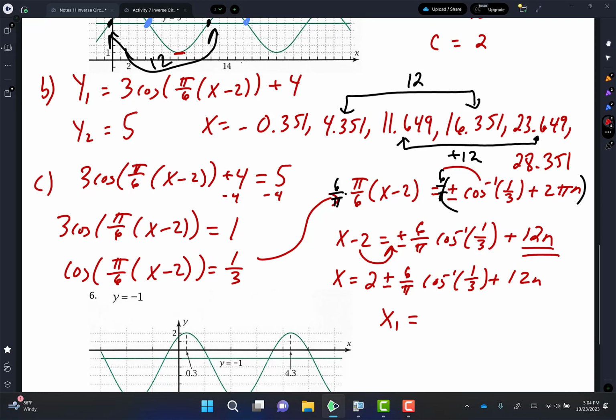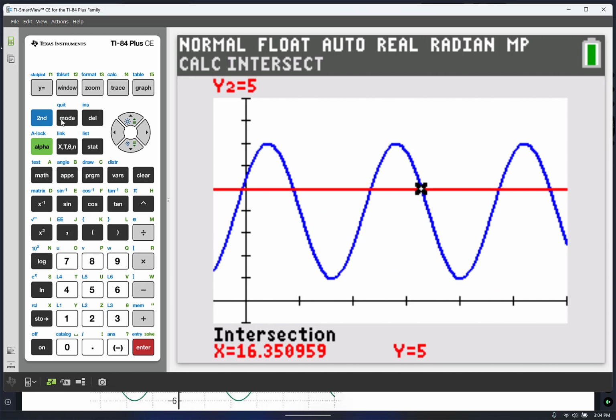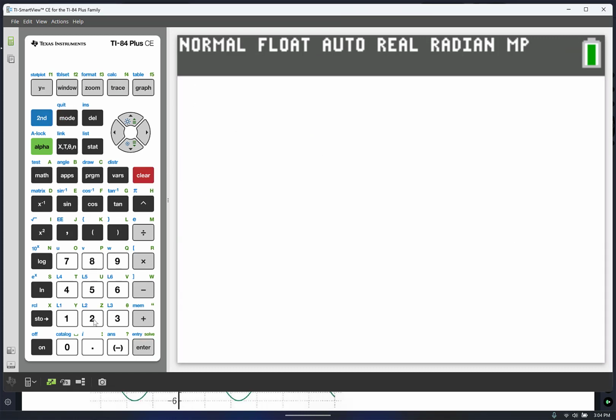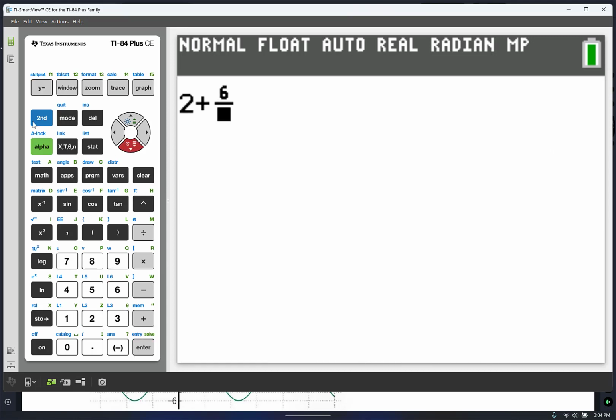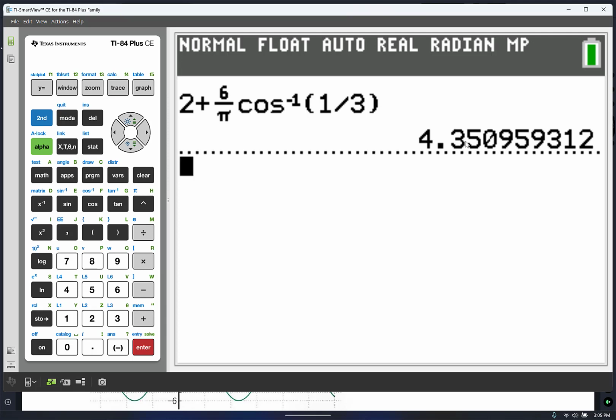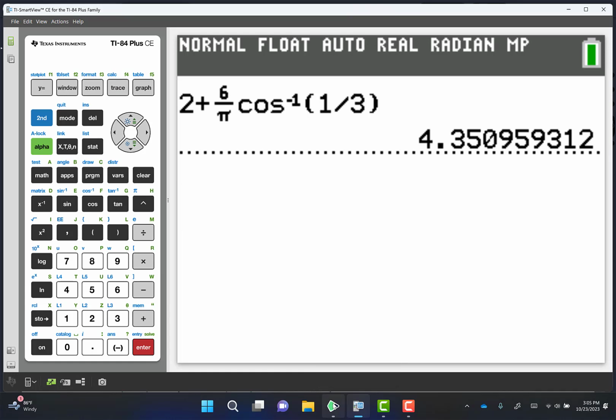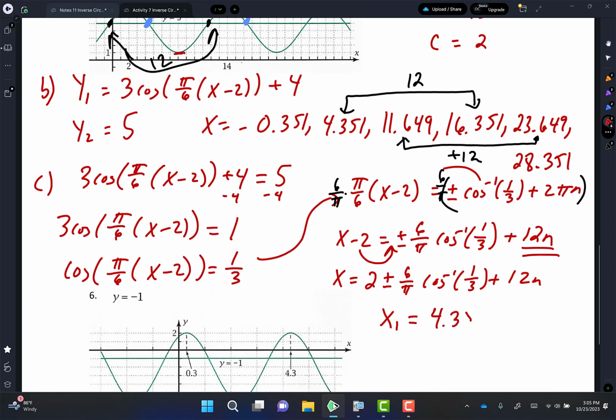I'm going to write x1. I take my calculator and I do 2 plus 6 over pi. So here we go. Take your calculator, second quit, go to your home screen, clear. 2 plus 6 over pi, and then I'm going to go arccosine of 1/3. Don't put the plus 12, just up to there. Enter, 4.351. That better be one of your answers from the ones above. 4.351, and that is one of them, it's right there, plus 12n.